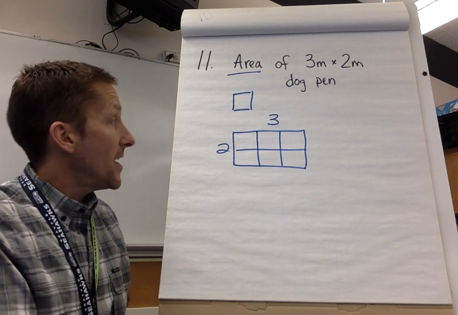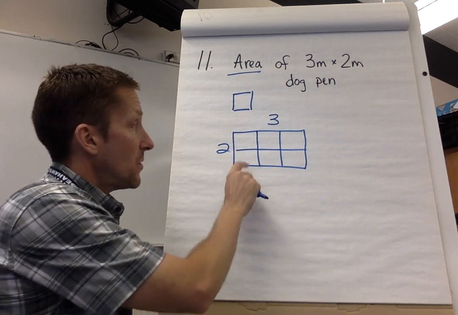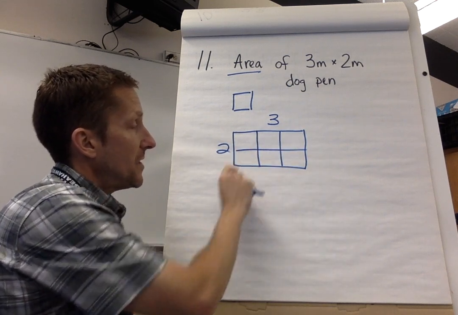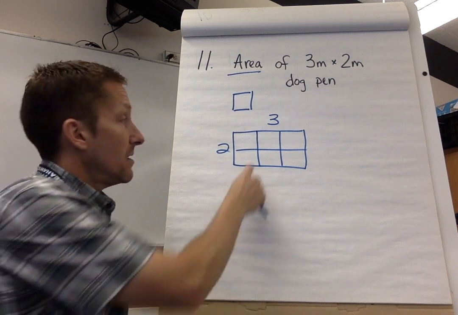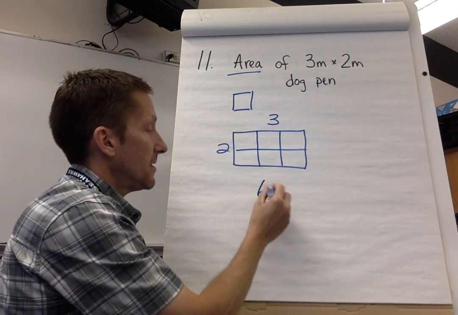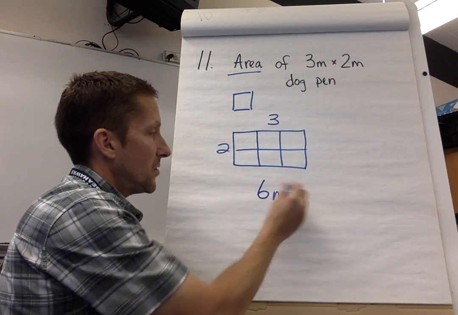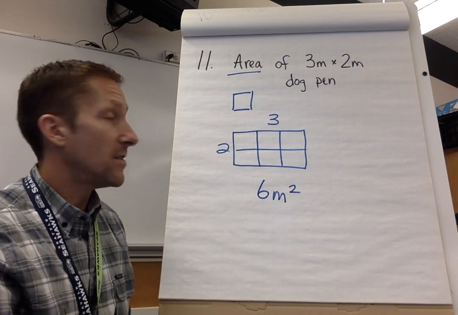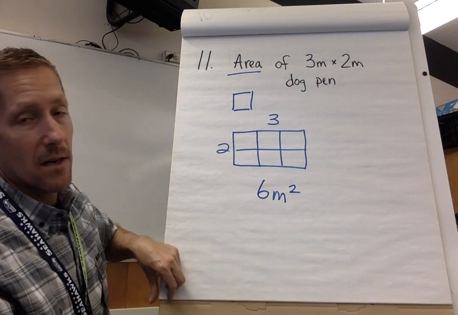There it is. How many square units do I have? 1, 2, 3, 4, 5, 6. The shortcut for a rectangle is length times width. I have 6 meters squared. 6 square meters in my dog pen.